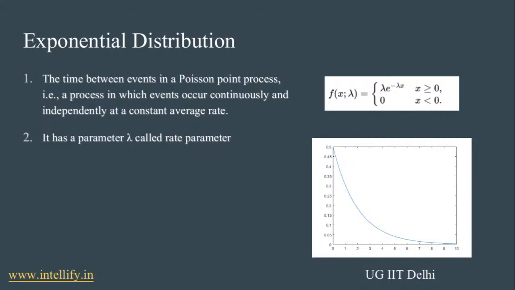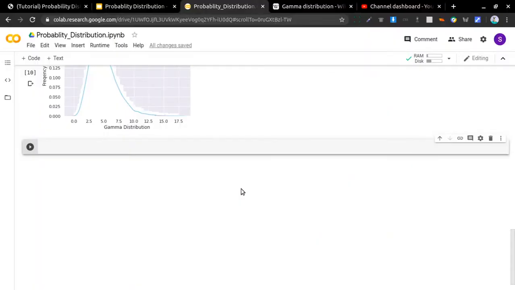Okay, so let's see the equation. f of x, when lambda is provided, is equal to lambda times e to the power minus lambda x when x is greater than or equal to 0, and 0 when x is less than 0. You can see the graph, it is exponential, right? As the name itself suggests, exponential distribution. Okay, so now let's see the visualization of exponential distribution.